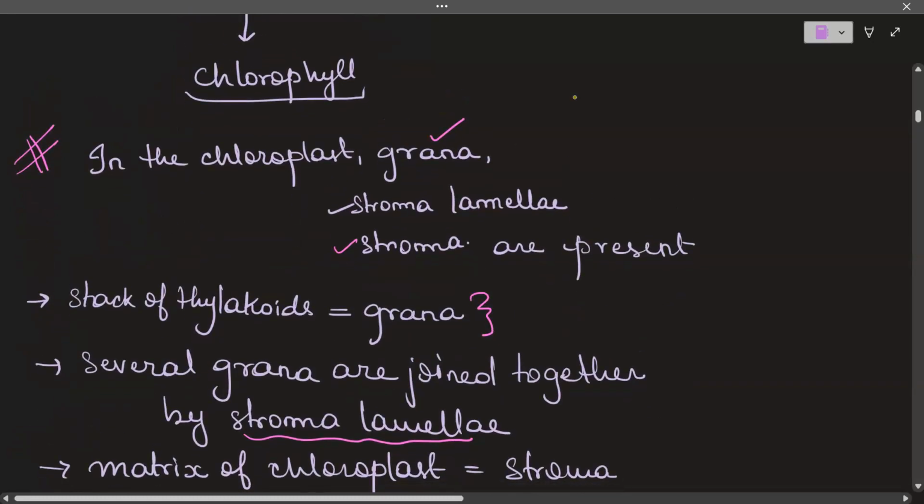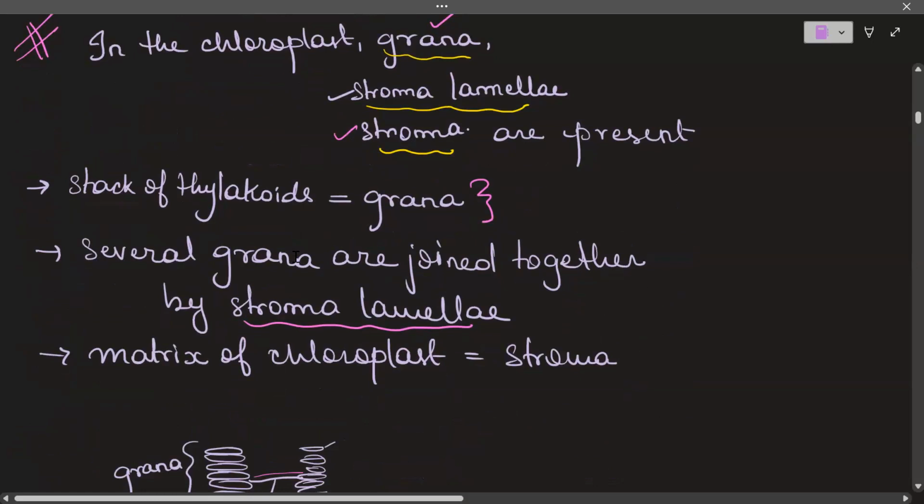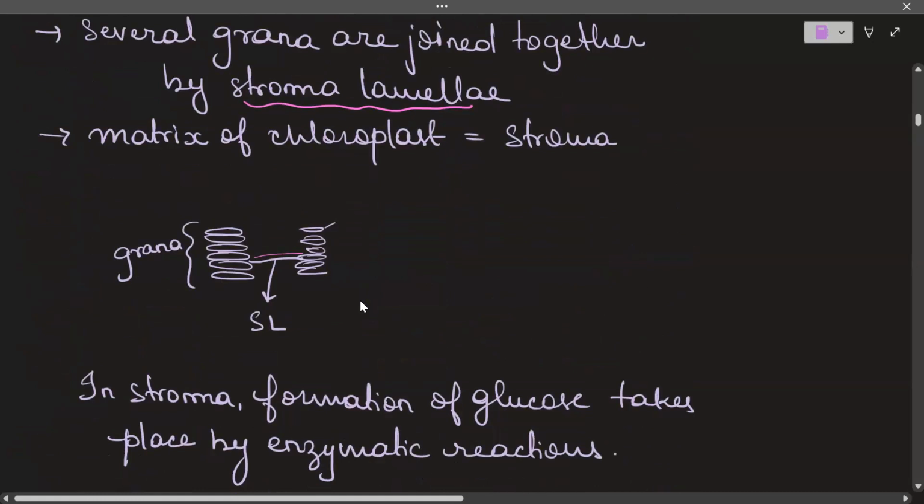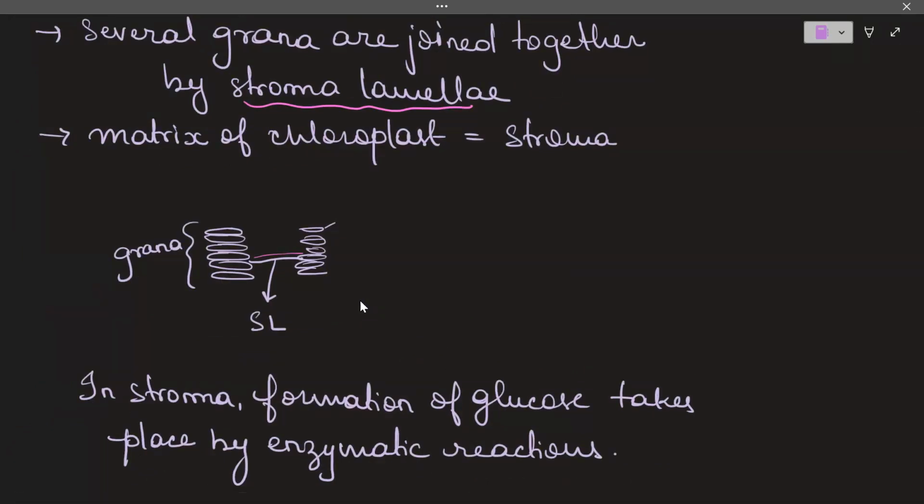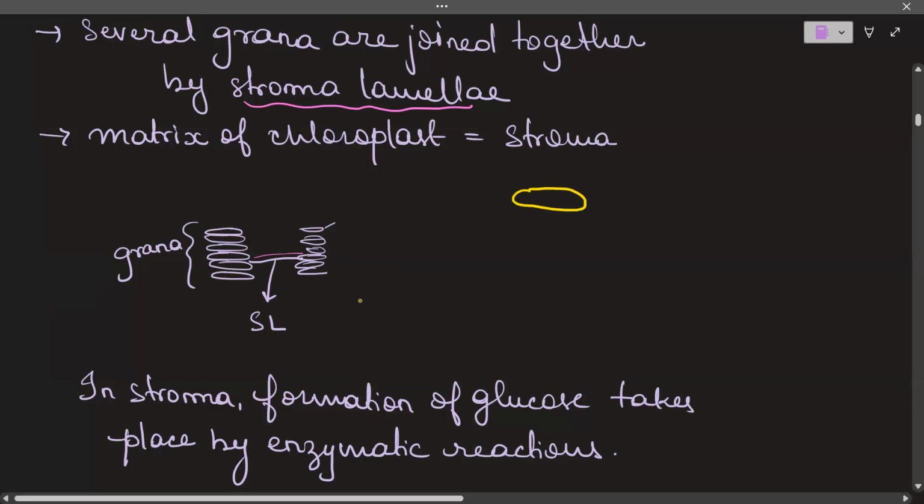Now in the chloroplast, I think you people remember that there are grana, stroma lamellae and stroma. The stack of thylakoids is called grana, and thylakoids are like little coin-like structures. Several grana are joined together by stroma lamellae, and the space that it encloses is known as the stroma. Just like the cell has cytoplasm, the chloroplast has the stroma. If I say this is one thylakoid, then a stack of thylakoids, just like a stack of coins, is called the grana. And two grana are connected together by a structure called stroma lamellae.